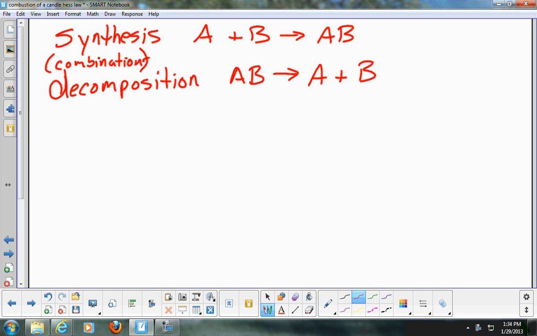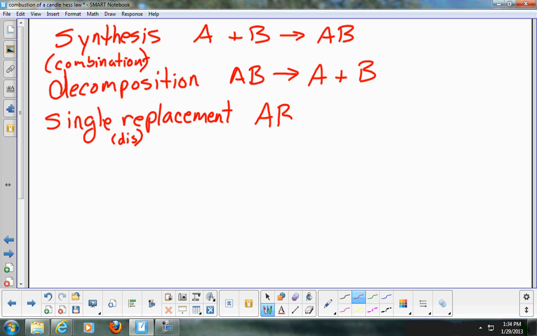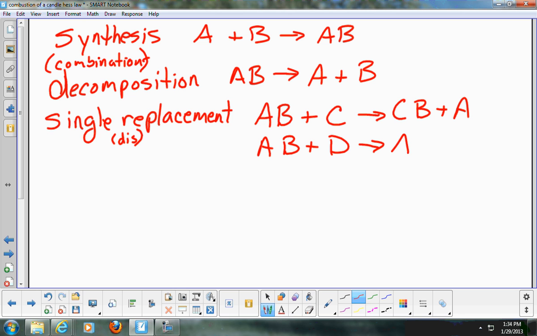The next type we had was single replacement. Remember that? Sometimes you'll see it say single displacement. It's the same. Some people like to be replaced and some people like to be displaced. Same thing. This one we could go A, B plus C yields C, B plus A. Or we could go A, B plus D yields A, B plus B. So somebody's getting kicked out.